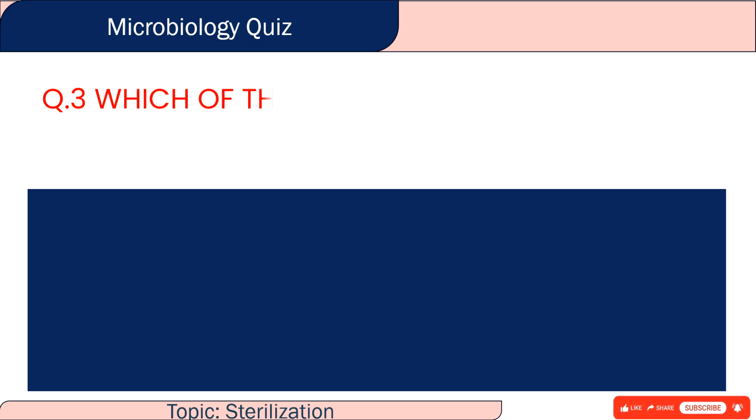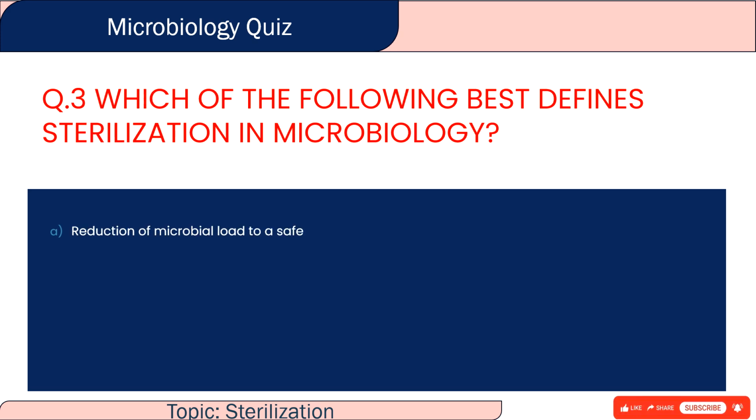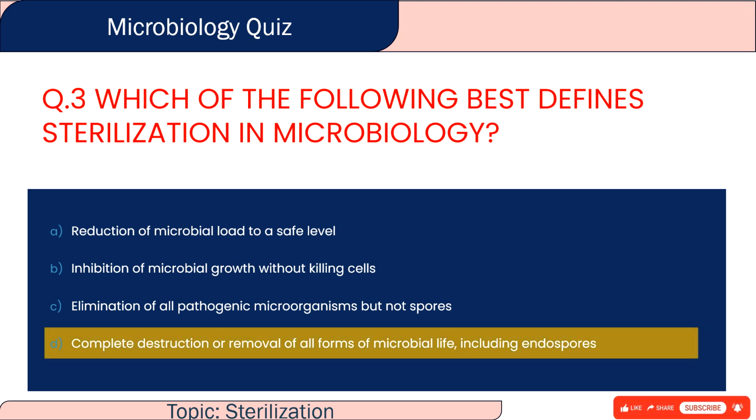Question number 3. Which of the following best defines sterilization in microbiology? A. Reduction of microbial load to a safe level. B. Inhibition of microbial growth without killing cells. C. Elimination of all pathogenic microorganisms but not spores. D. Complete destruction or removal of all forms of microbial life including endospores. And the answer is D.